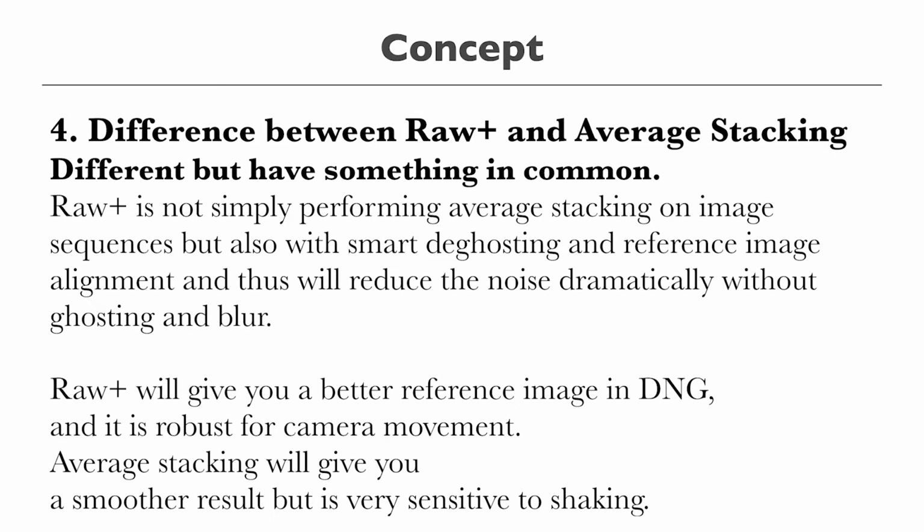And for average stacking, you will only have a smoother result, but that is very sensitive to shaking. If you are shooting with hand shake, the result will be messed up, right? So it's very easy to answer this question. Raw Plus has something in common with average stacking, but it has anti-ghosting and is robust for camera movement. So Raw Plus will give you a better result in most situations compared with simple average stacking.